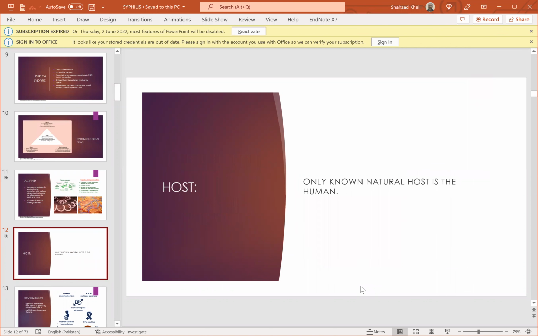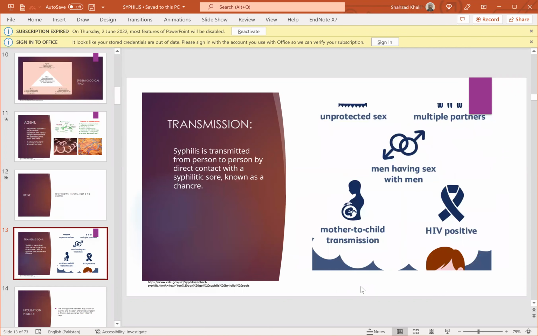Host. The only known natural host is the human. Transmission. Syphilis is transmitted from person to person by direct contact with a syphilitic sore known as chancre. It is transmissible by unprotected sex with multiple partners, men having sex with men, mother to child transmission, and in HIV positive patients.